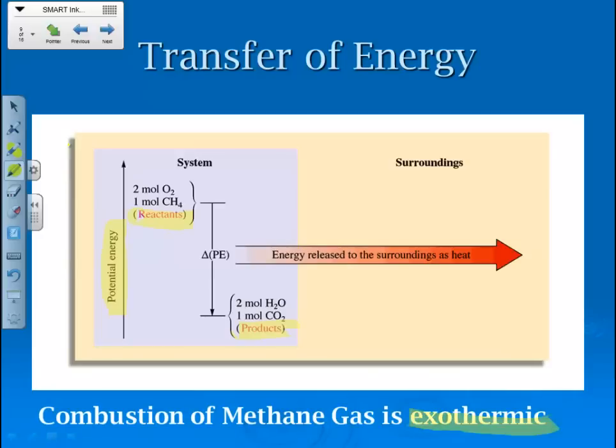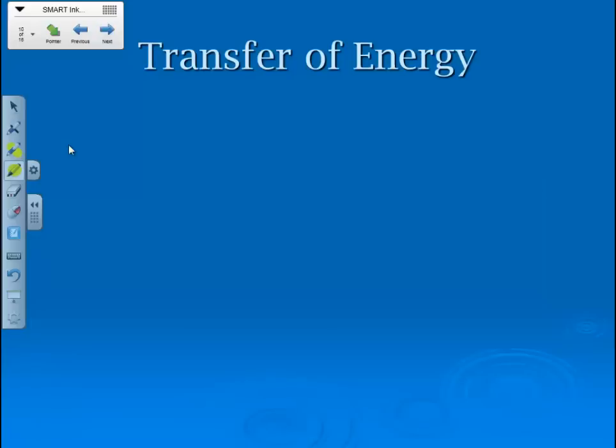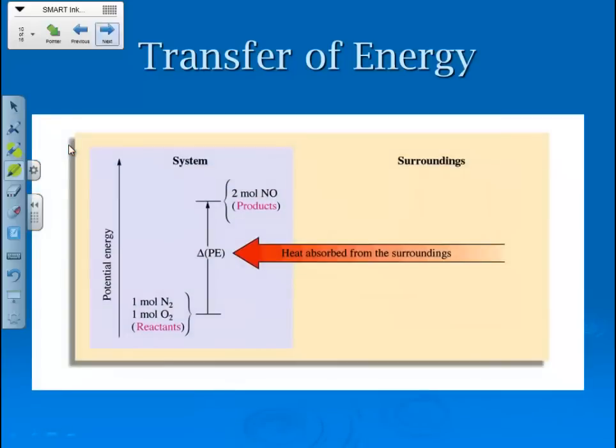Also, you'll notice that anytime the products have less energy than the reactants, it's exothermic. That stored energy was released, and the products have lower energy, which is also something that makes molecules and atoms happy. They want to have low energy.